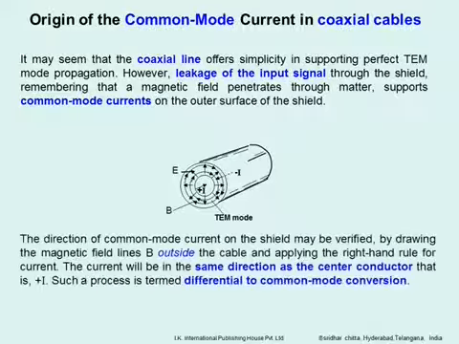The direction of common mode current on the shield may be verified by drawing the magnetic field lines B outside the cable and applying the right-hand rule for current. The current will be in the same direction as the center conductor, that is plus I. Such a process is termed differential to common mode conversion.